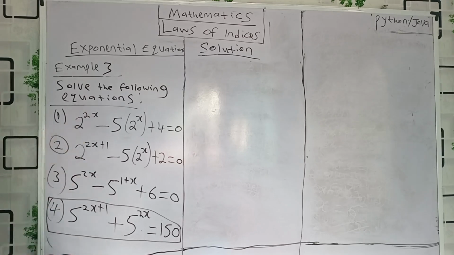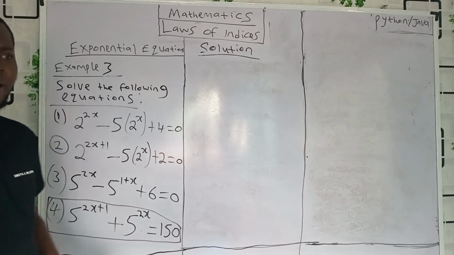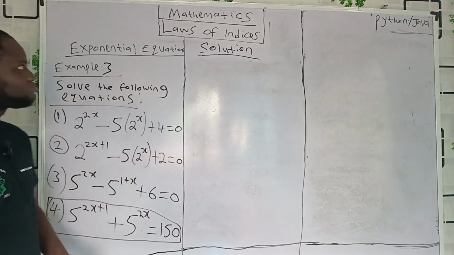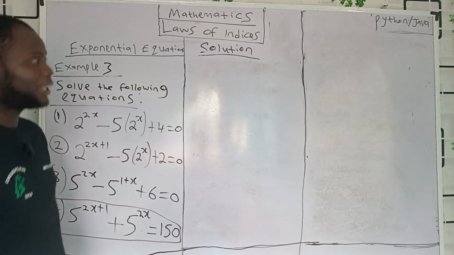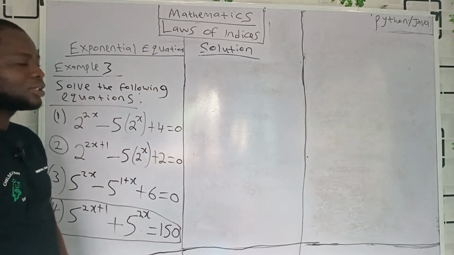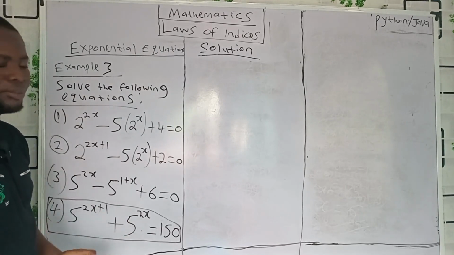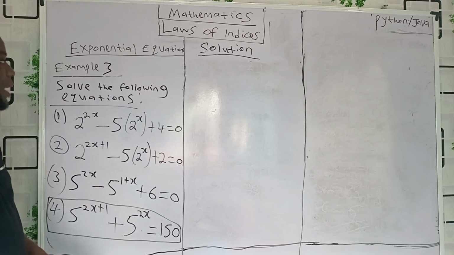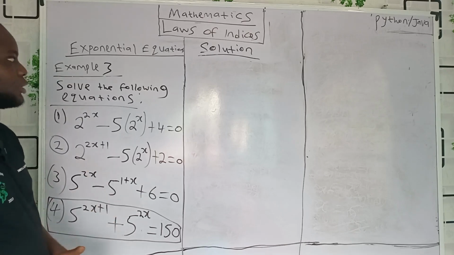Today, as you all know, we have already started part one, part two, part three, and part four of these topics. That's laws of indices. We have started since part one. We talked about the laws. Then part two, we simplified some expressions. Part three, we solved some equations. Part four, we also continued with the solving of equations.